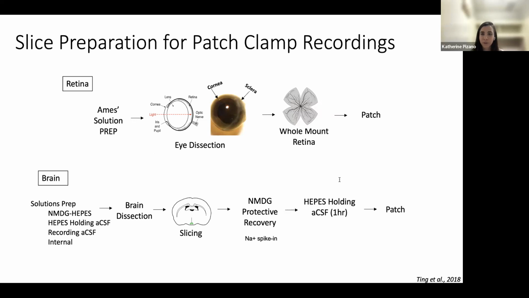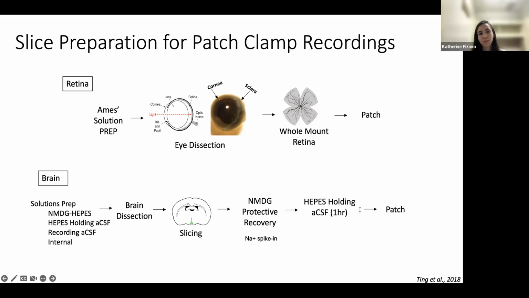So for all our brain recordings, we start by prepping our solutions. The NMDG HEPES is our cutting solution, as well as our protective recovery solution later on. And then we have our HEPES holding as well as recording ACSF. Then after our brain dissection, we can use the compresstome to slice our brain slices. We typically use 250 micron thick slices.